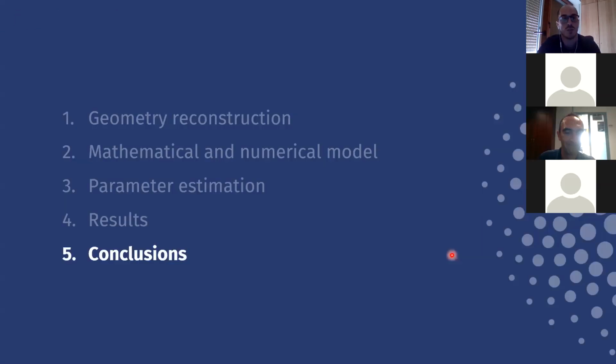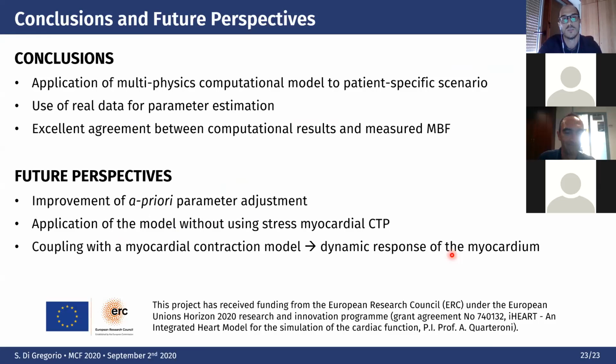So we have arrived at the conclusion. We applied the multiphysics computational model to a patient-specific scenario. We used real data for parameter estimation, and we found an excellent agreement between computational results and measured MBF. In future, we want to improve the parameter estimation to become independent of the stress myocardial CTP, in a way to have a direct estimation of the parameters. And then, from a different point of view, we want to improve the model by coupling it with a myocardial contraction model. Okay, that's all. Thank you.